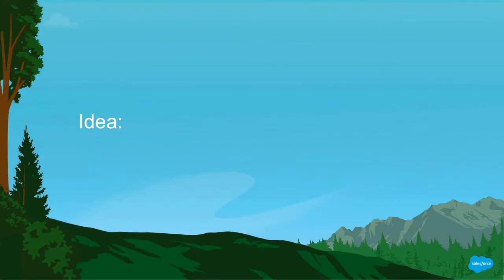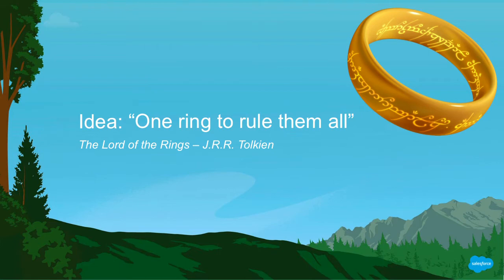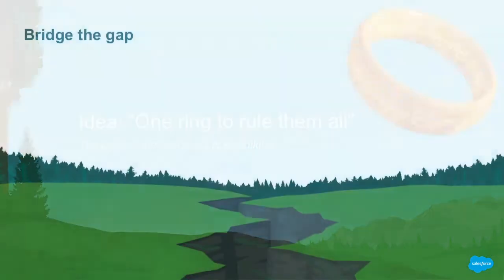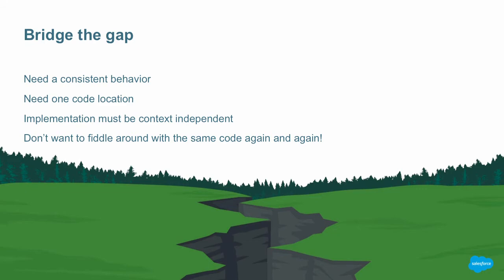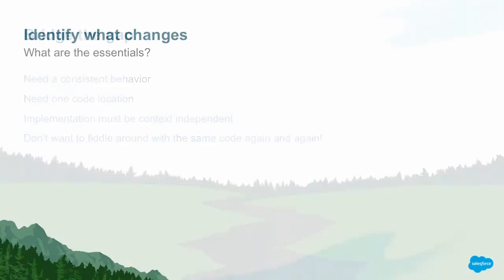What I really need is one ring to rule them all. Okay, so I want to bridge this gap. I want to have a consistent behavior. I need one code location, and the implementation must be context independent because, for instance, when I make a server call for contacts, I will receive a list of contacts, and I'm probably handling contacts differently if I do a second server call and handling opportunities. So I want to get rid of always copy and pasting the same code location into different contexts. And I don't want to fiddle around and do the same code again.